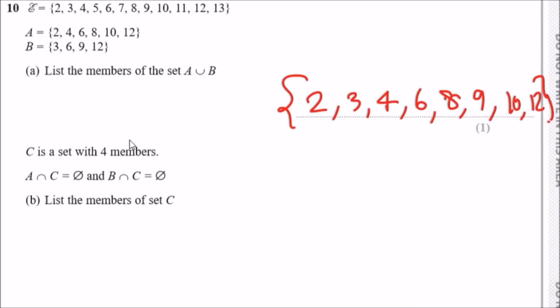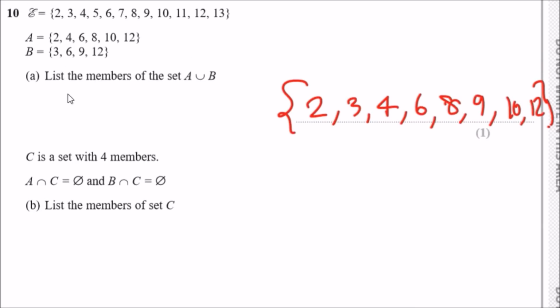Nice. C is a set with 4 members. Now we need to just imagine those 4 members. It tells us firstly that the intersection between A and C is nothing, meaning A and C have no elements in common. So it could be the odd numbers firstly. Now B and C also have nothing in common. So the odd numbers are not in it, and the other numbers like 13 are not in common.